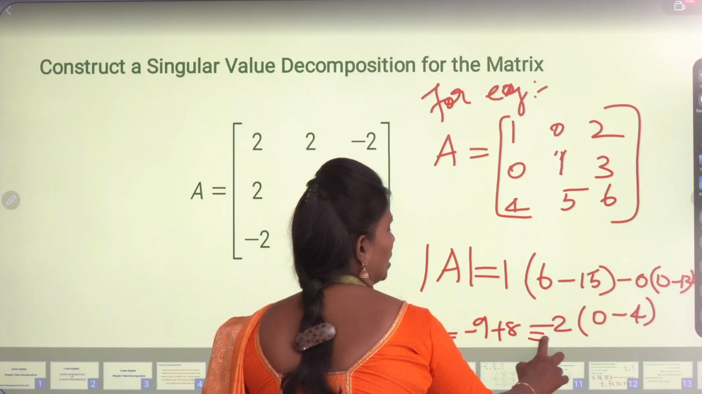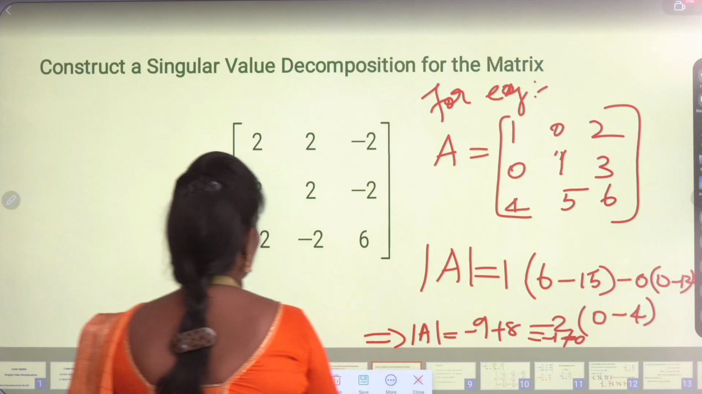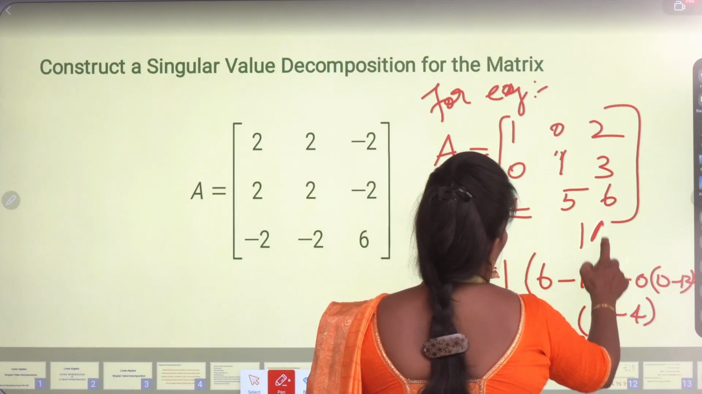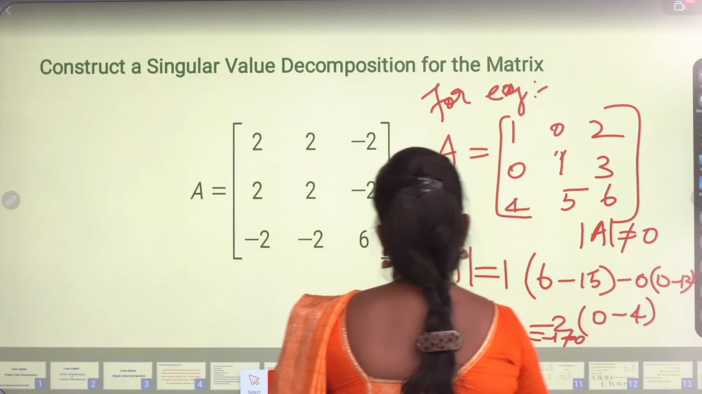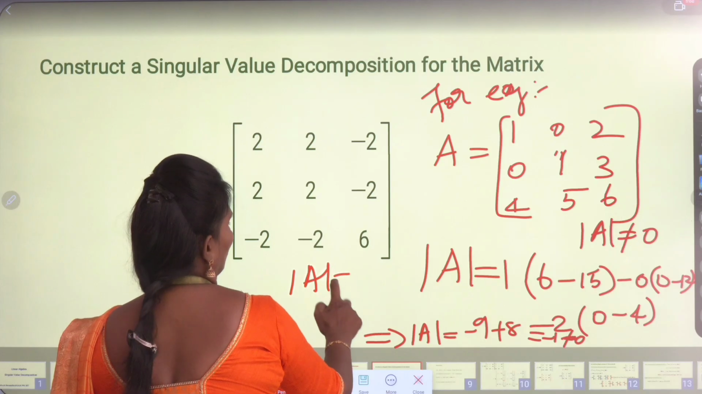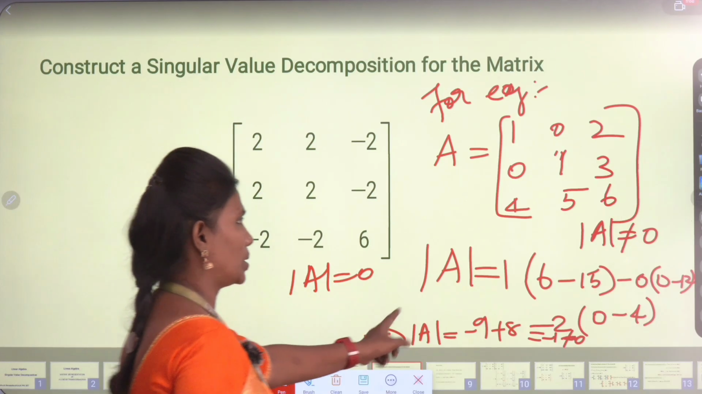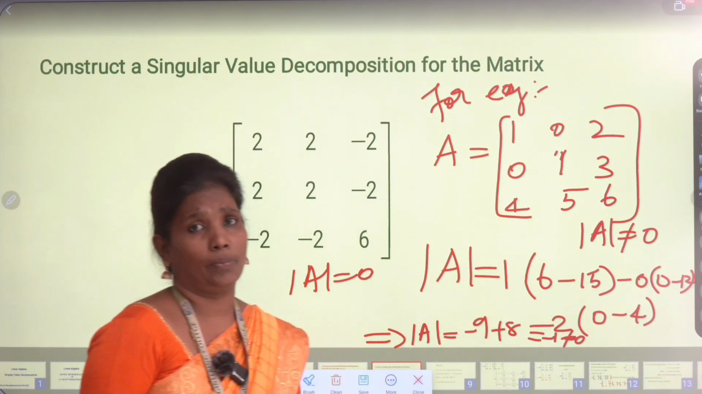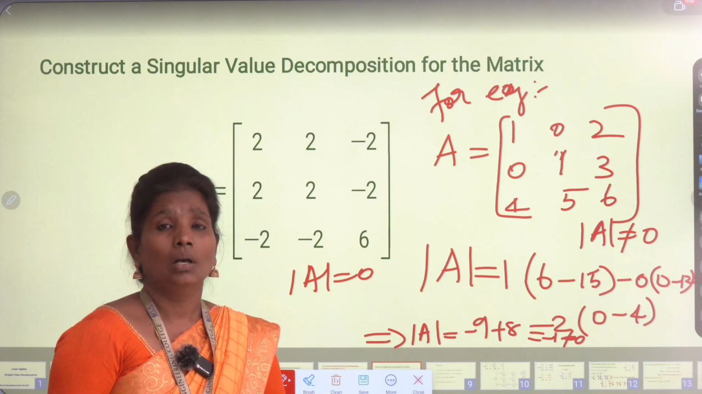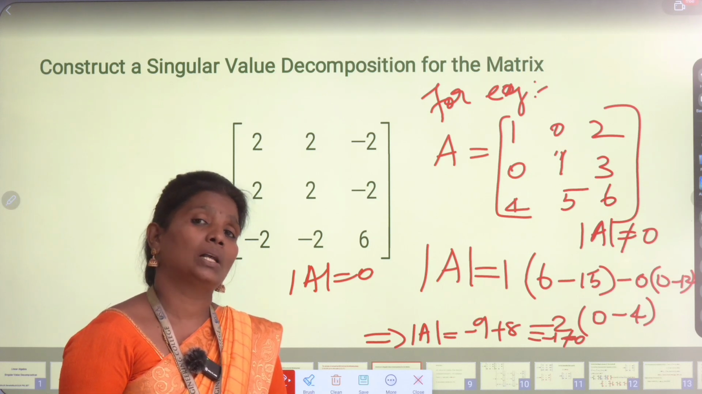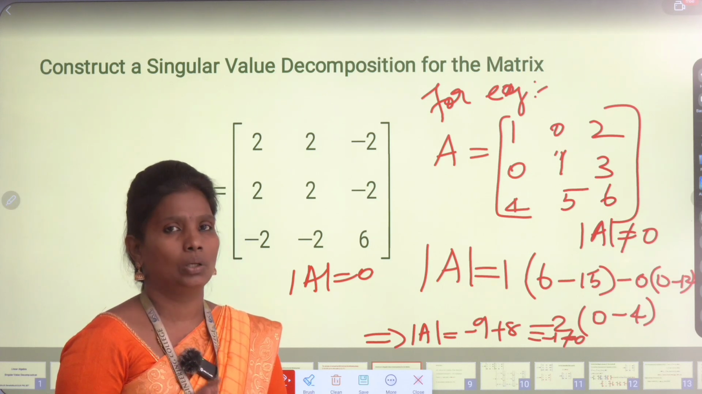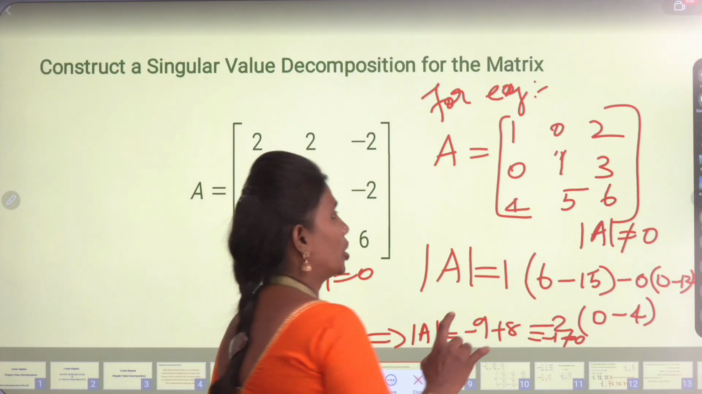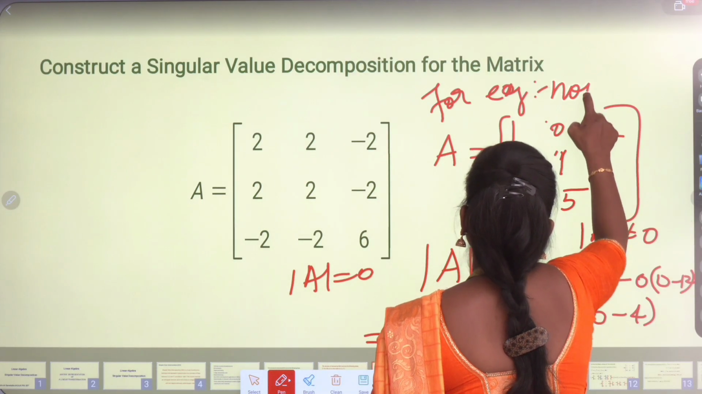The answer is equal to minus 1, which is not equal to 0. Here the determinant of this matrix is not equal to 0, and the determinant of the earlier matrix is equal to 0. So according to this, if the determinant of the given matrix is equal to 0, it tells us the matrix is singular. If it is not equal to 0, it tells us it is a non-singular matrix.